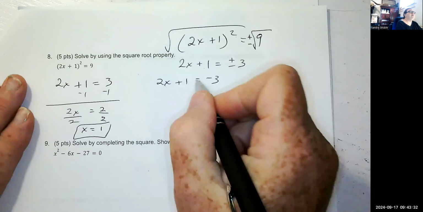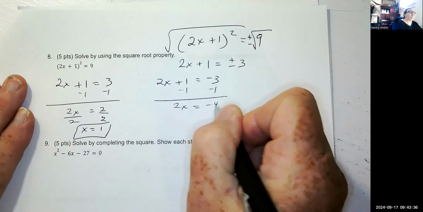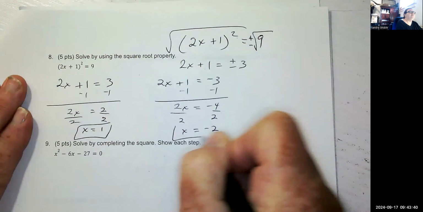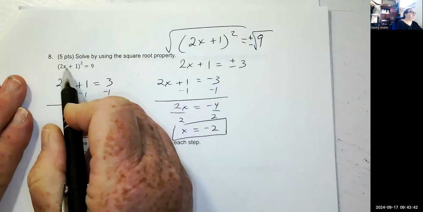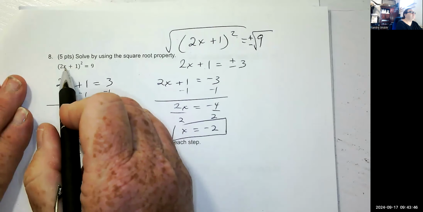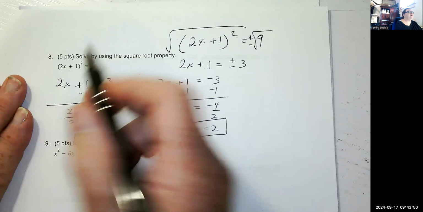And that worked out. And then subtracting 1 from both sides, 2x is equal to -4. Divide both sides by 2. x is equal to -2. -2 times -2 times 2 is -4. -4, yep, that works great.